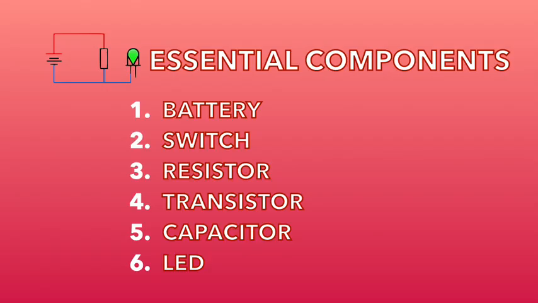So in flow order you can think of it like battery, switch, resistor, transistor, capacitor, if used, LED, back to battery. This shows how each part plays a role in controlling, protecting, storing, or using electrical energy in a circuit.